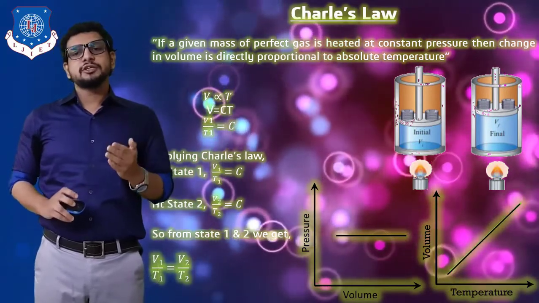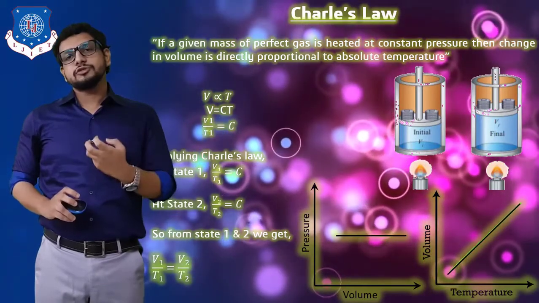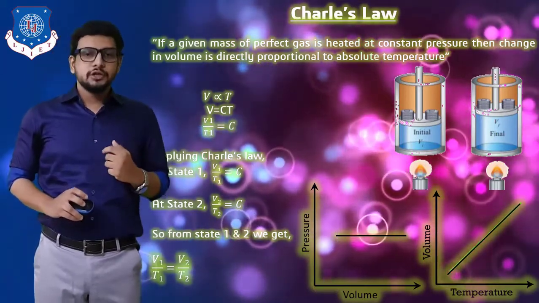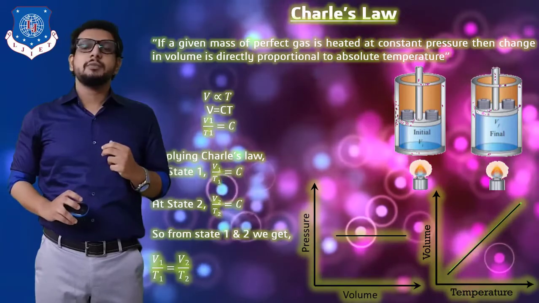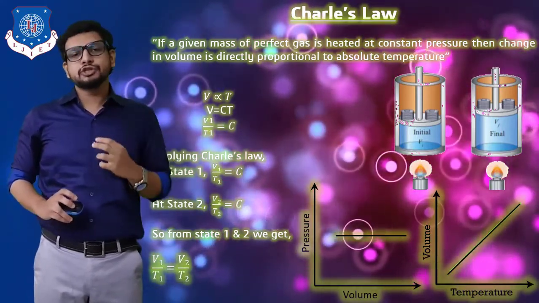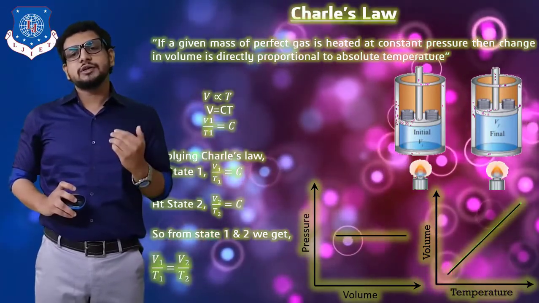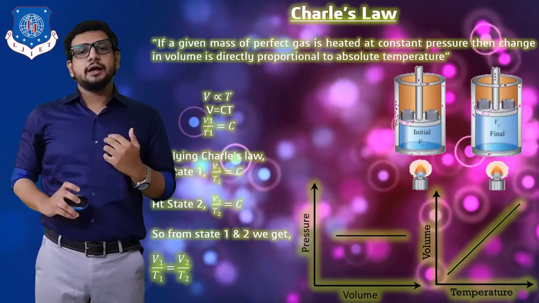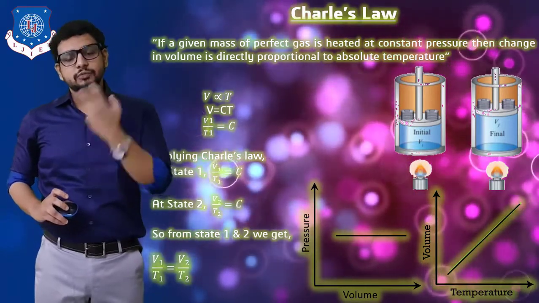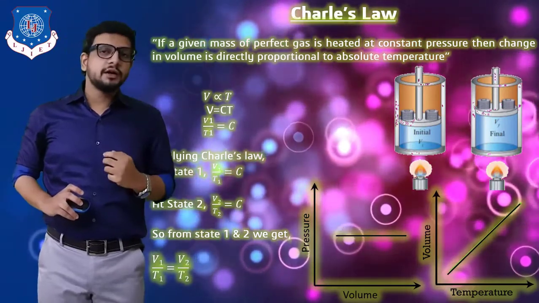The absolute temperature is on the Kelvin scale. Okay, and whatever change in volume occurs is because of the change in temperature. So according to this statement, the proportionality equation can be written as V is proportional to T. Removing the proportionality constant, we can say V is equal to CT, and finally V1 by T1 is equal to C. Now you can see on your screen, I have again shown a piston cylinder arrangement.